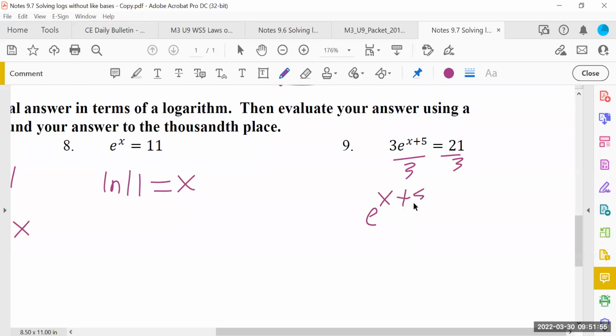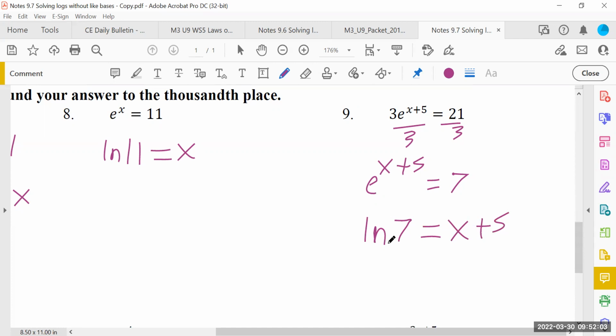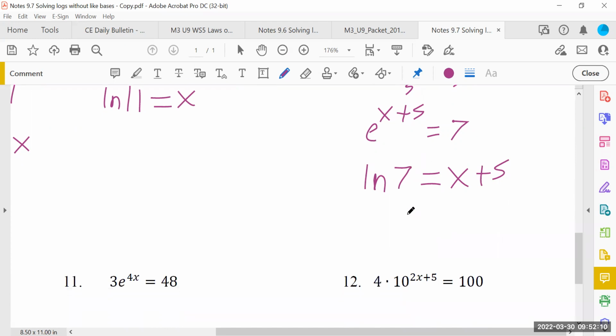e to the x plus 5 equals 7. So this would be the natural log of 7 equals x plus 5, right? e comes down, 7 is inside. Whatever I'm equal to, that goes inside my log. So the natural log of 7 equals x plus 5, subtract 5.